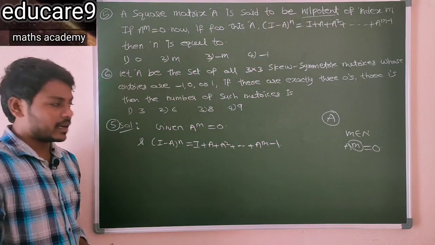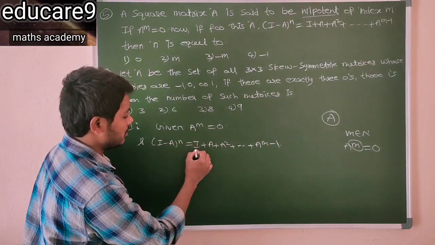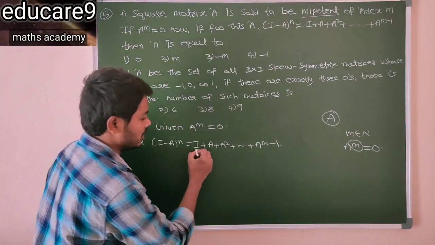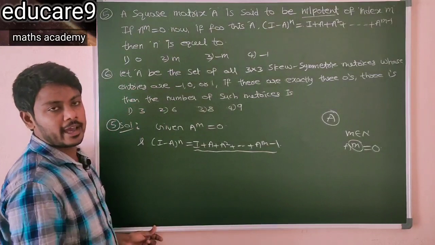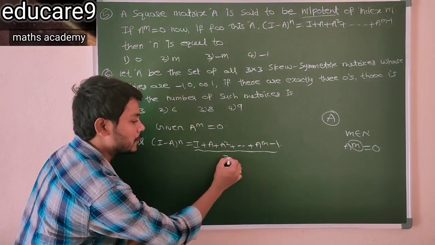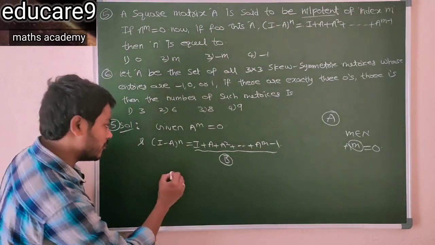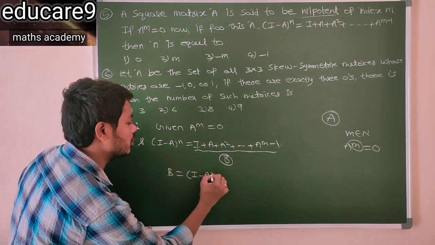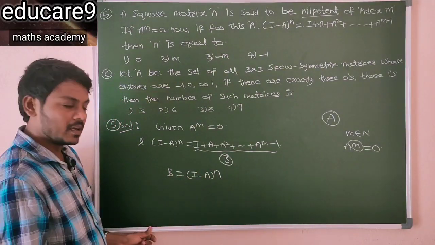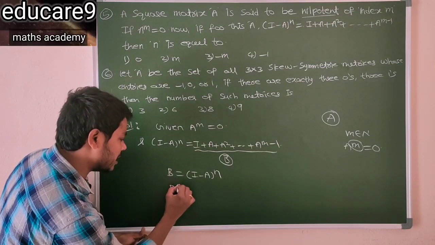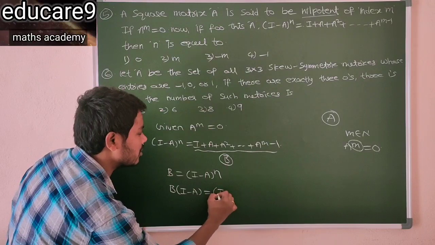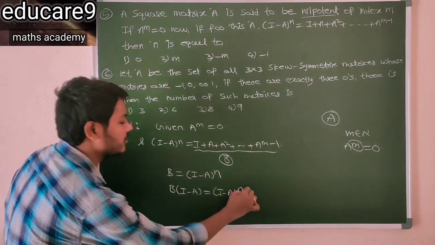So here consider this term as B. Therefore B is equal to what? (I - A)^n. So multiplying (I - A) on both sides, that is (I - A) is equal to (I - A)^n.